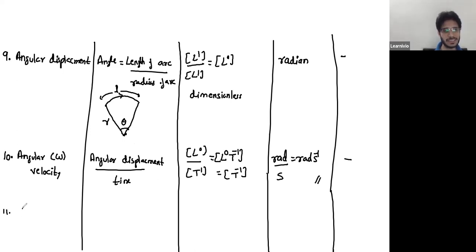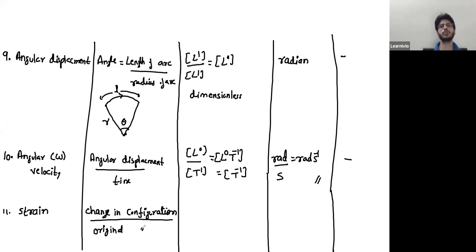After angular velocity, the next is strain. Strain is the ratio of change in configuration divided by original configuration. When we write configuration, it could be anything. It could be length, it could be area, it could be volume. So this is just length by length. Can you guess the dimensions of this quantity if it is length by length? L0. Dimensionless. Yes. So strain is a dimensionless quantity, remember? It's even unitless. There is no unit of strain.